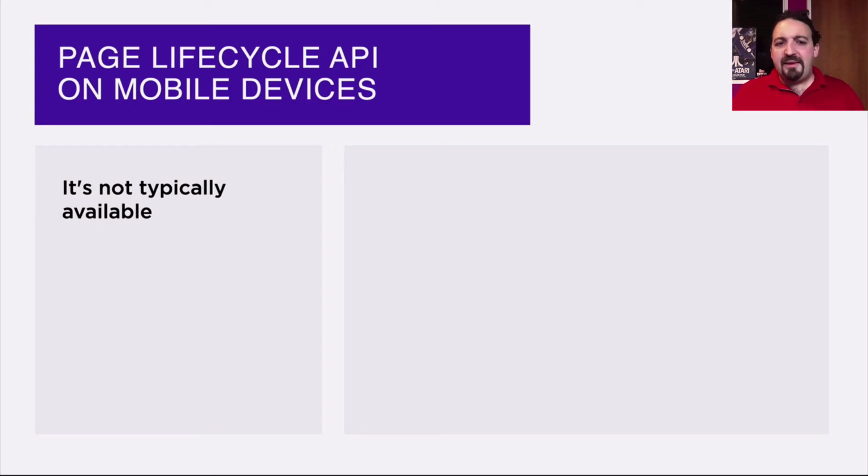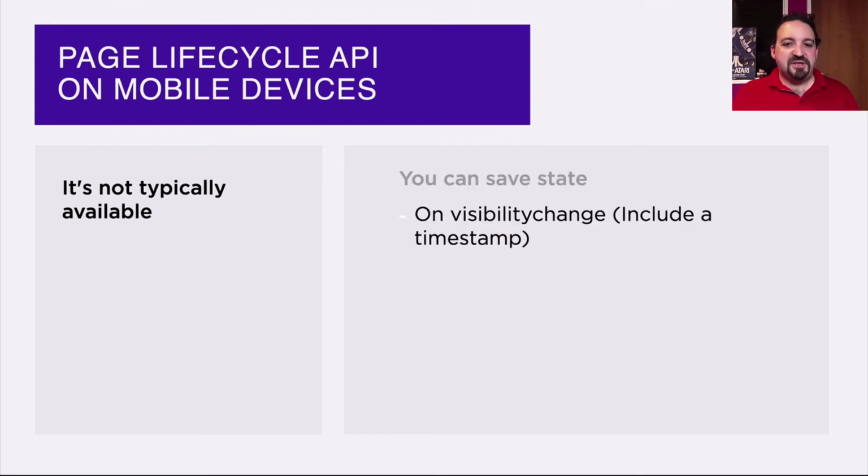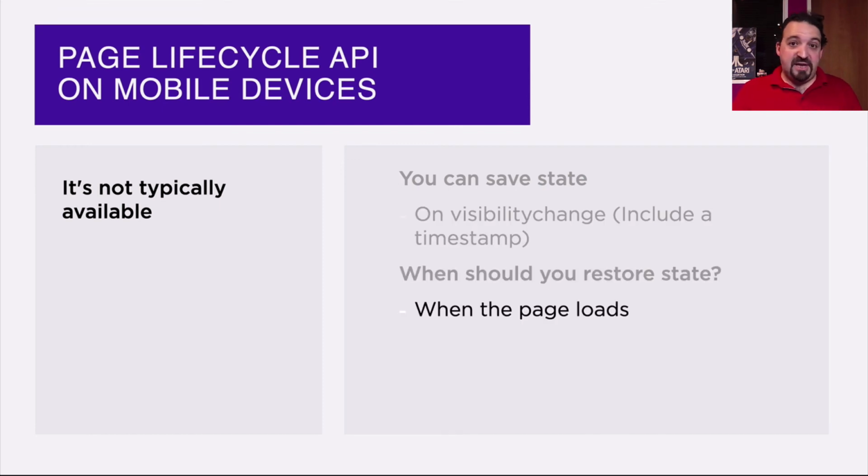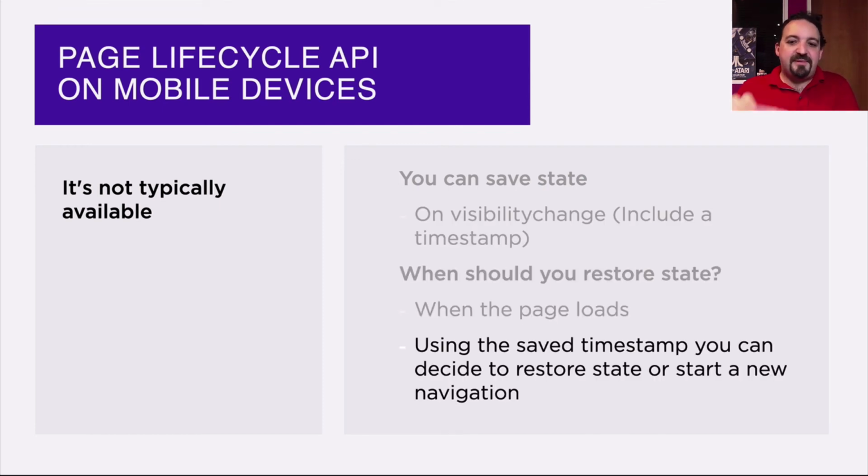So on mobile devices today, to be honest, this Page Lifecycle API, so freeze and resume, is typically not available. So if you want to be multi-platform, you can save the state on visibilitychange. That's available everywhere. And you can include a timestamp in local storage, for example, of the moment at which the user went to the background. You're going to restore the state when the page loads, and using the saved timestamp, you can decide if you want to restore the state or start a new navigation.